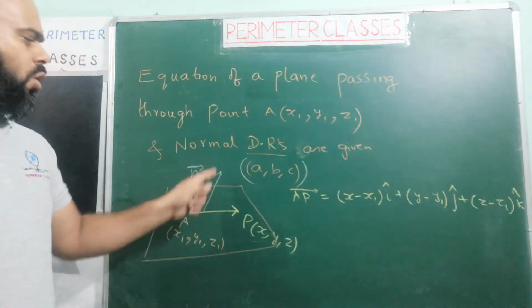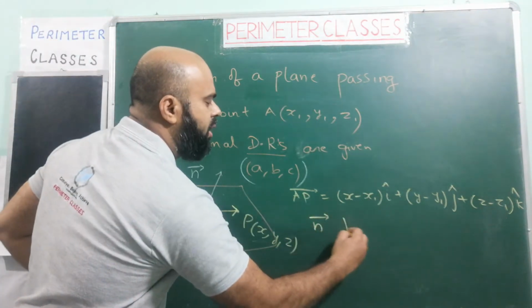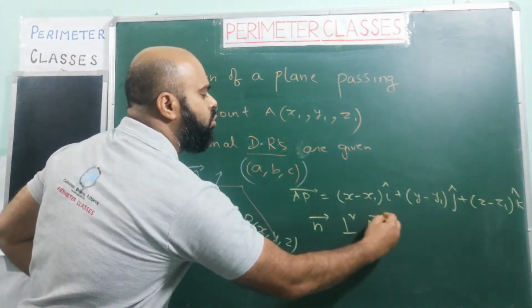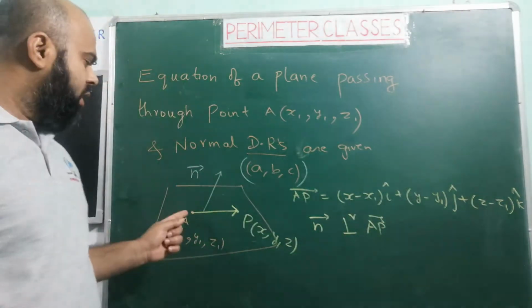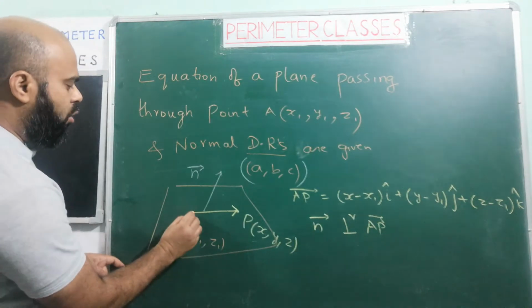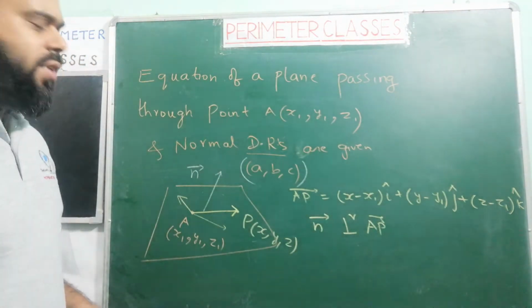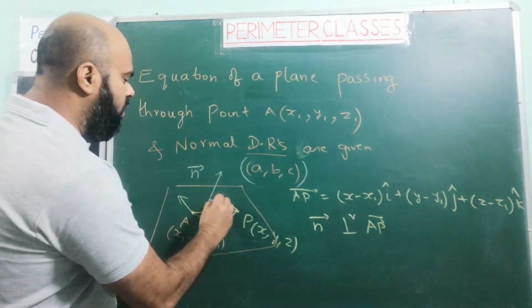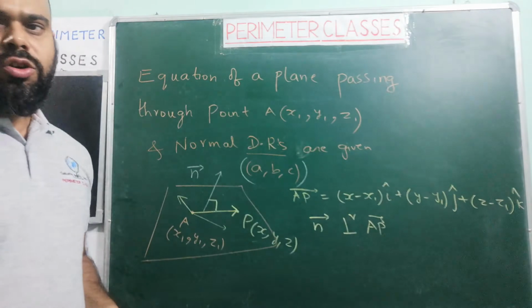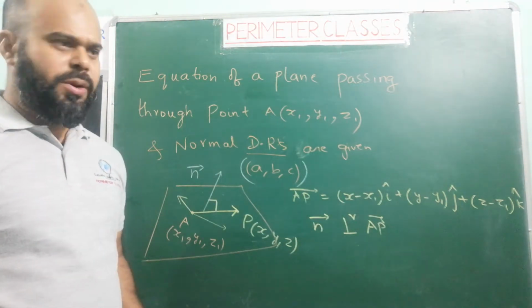Now if this is the normal to the plane, then this normal vector is perpendicular to this AP vector also. We take point P anywhere on the plane, then this AP will be somewhere here also. So all these vectors, these lines, are perpendicular to this normal, which is normal to the plane. So it will also be normal to all the lines on that plane.